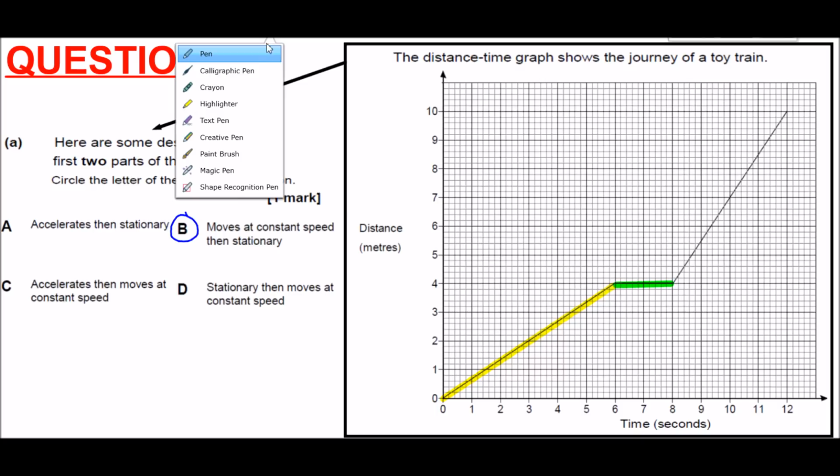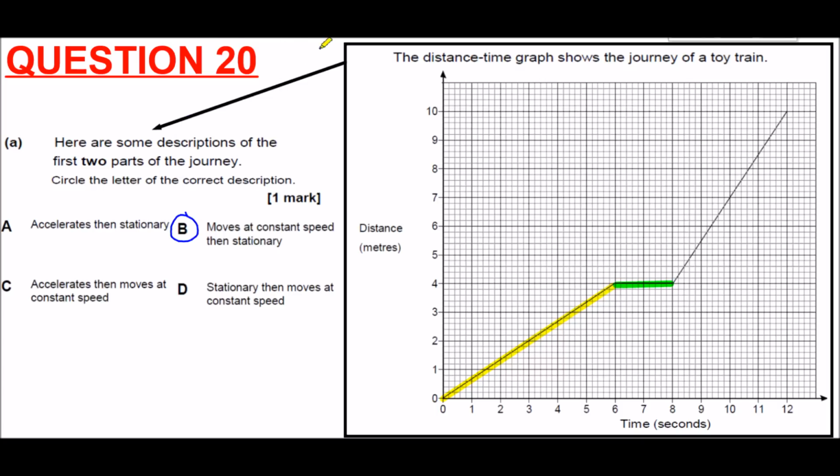The first part, the yellow line, shows it moving at a constant speed. Then the green line, the second part which is flat, means it's stationary. Stationary is just a fancy word for staying still, not moving. So that'll be B to circle.